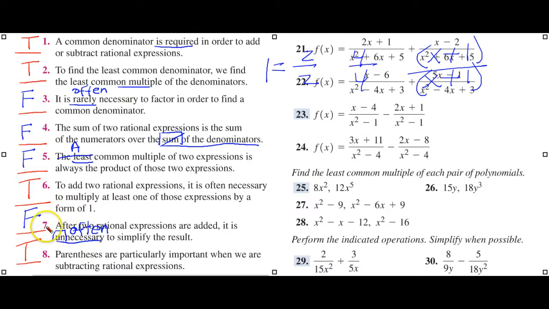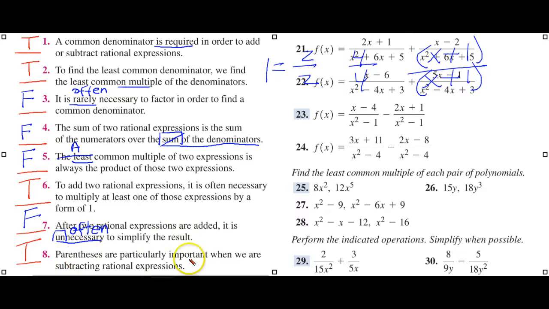Well, let's go on to 7. I think we skipped that one here. After two rational expressions are added, it is unnecessary to simplify the results? No. It is often necessary to simplify the results. That's what makes this false.